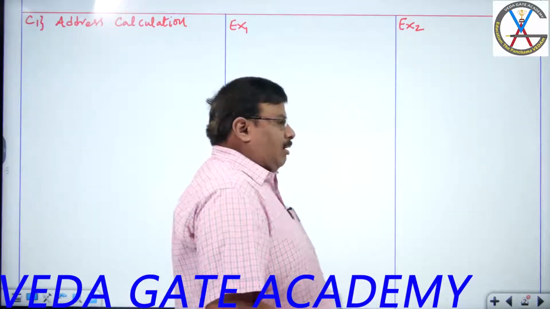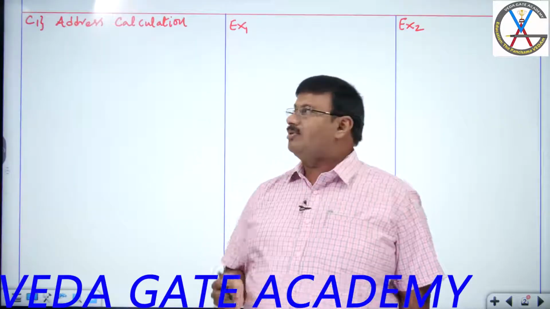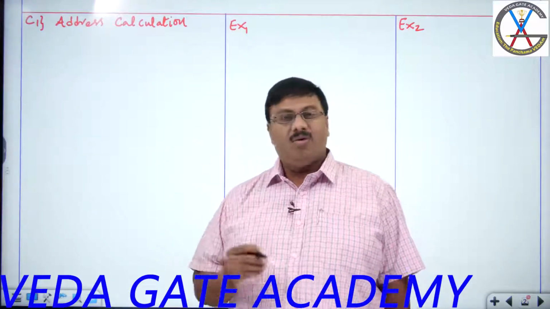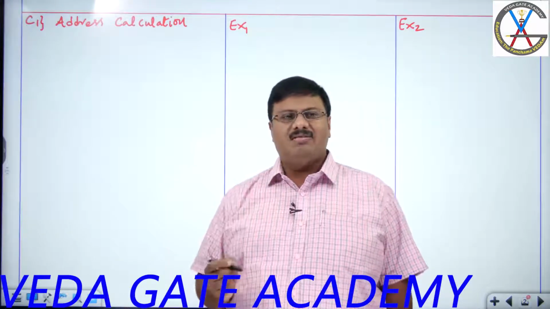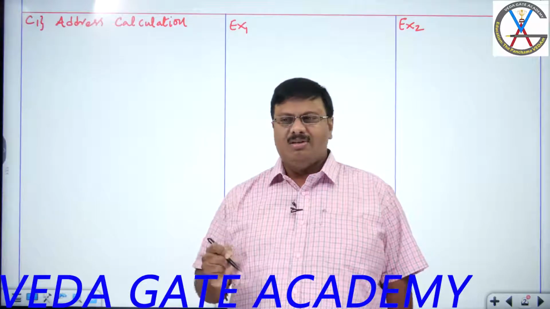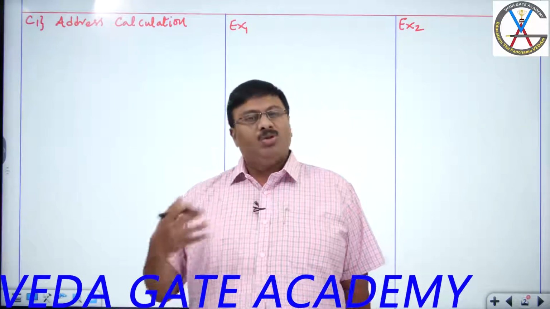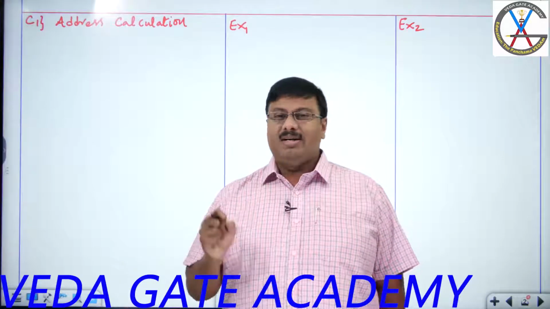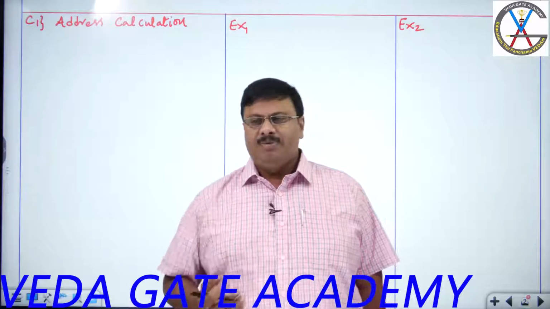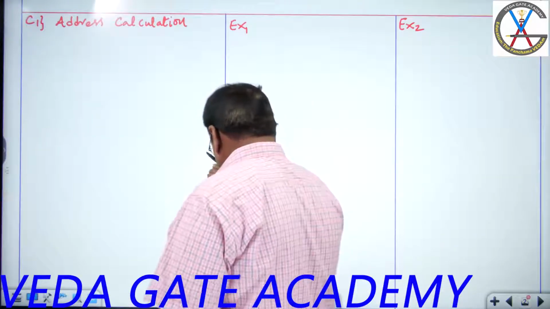Before we go to memory IC assembling, we have to go through address calculation. How do we calculate the address for a memory IC? Every memory IC will have a certain address range, say 1K, 2K, 4K, 8K, 256 bytes, 512 bytes, like that. Every IC will have a defined size. Let us learn how to calculate that address.